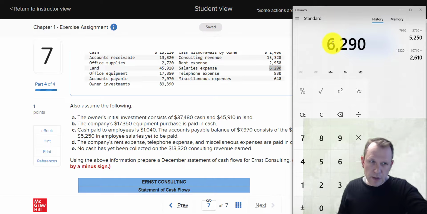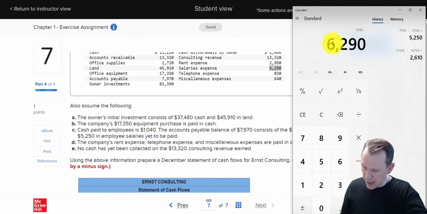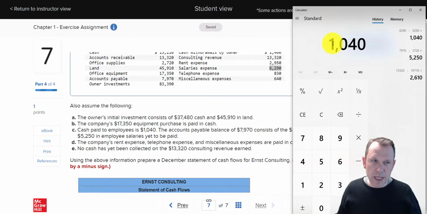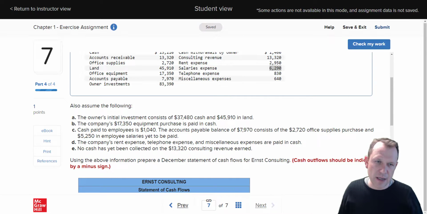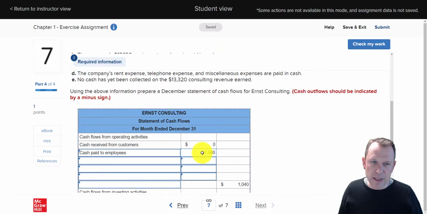So something else that we can look at is if we subtract the employee salaries yet to be paid, we're going to subtract 5,250 out of this. Okay, so that will tell us actually the amount of salaries paid. So that's another way to reconcile that. So that's the same amount. So why isn't this correct?